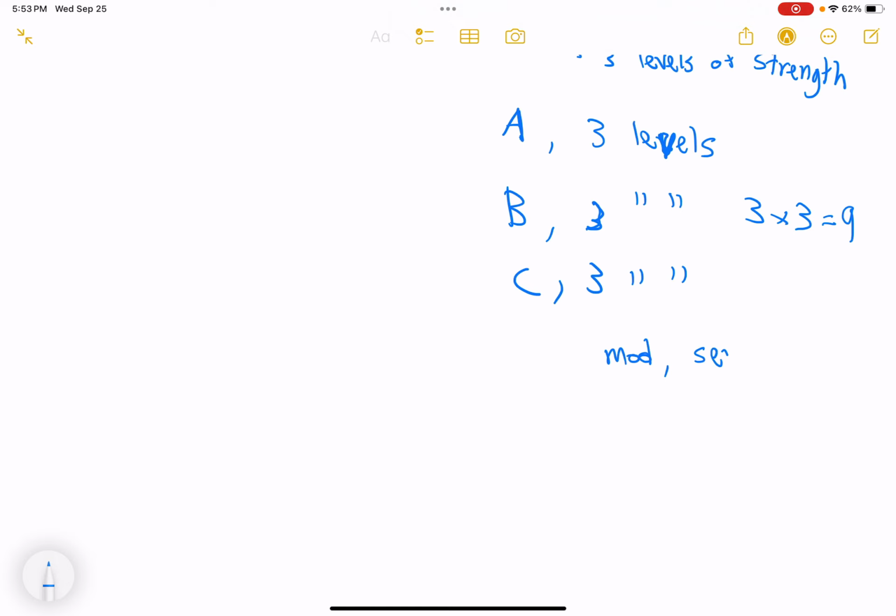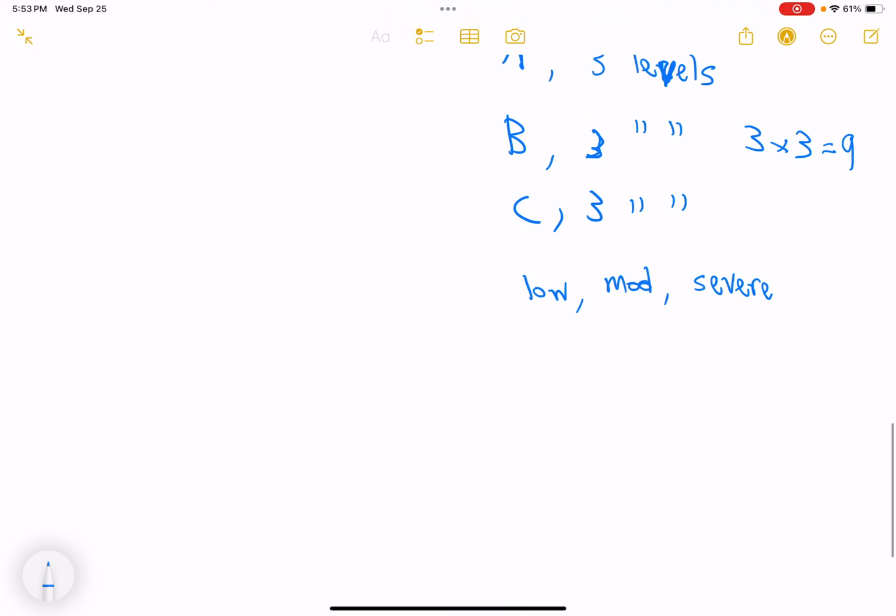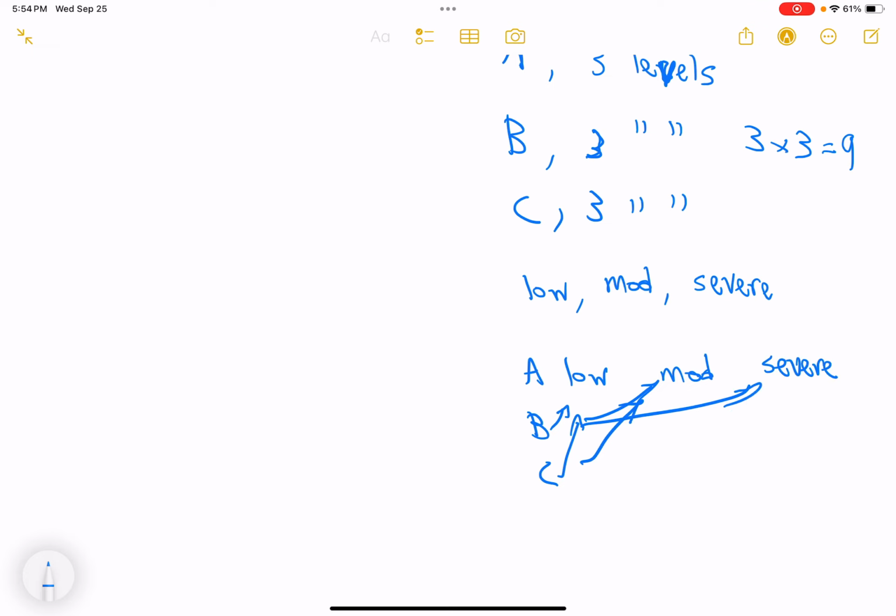Moderate, severe, and normal. No, I guess normal sounds like moderate. Let's do low. I'll be mid. Let's do low. Okay. So we have low, moderate, and severe, and we have A, B, C. That means our 9 treatment groups are A low, B low, and C low. A moderate, B moderate, and C moderate, and A severe, B severe, C severe.